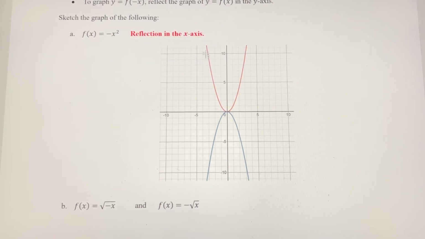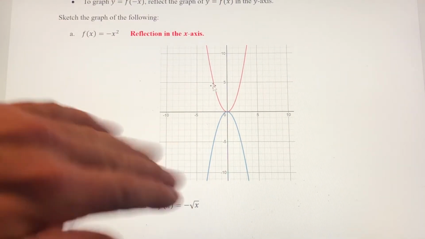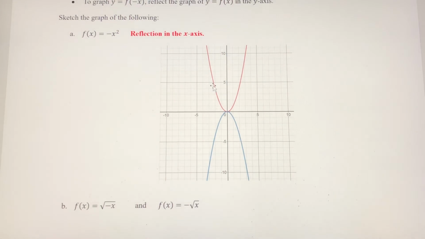You can see our basic quadratic function here in red, and as soon as we put that negative sign in front of the x squared, we're reflecting every point on this parabola in the x-axis. It's like it folds down using the x-axis as its fold. So this blue graph is the graph of f of x equals negative x squared.